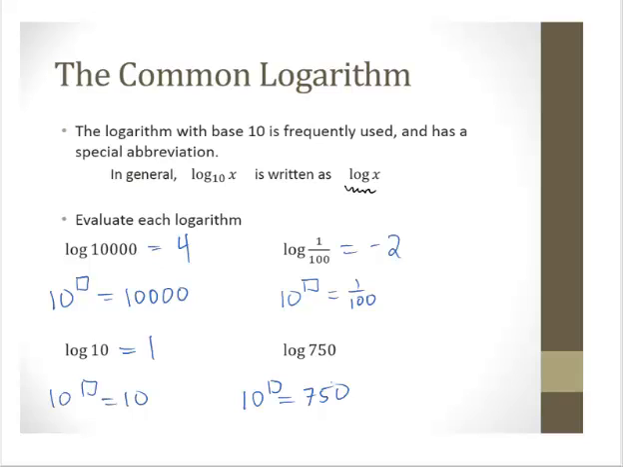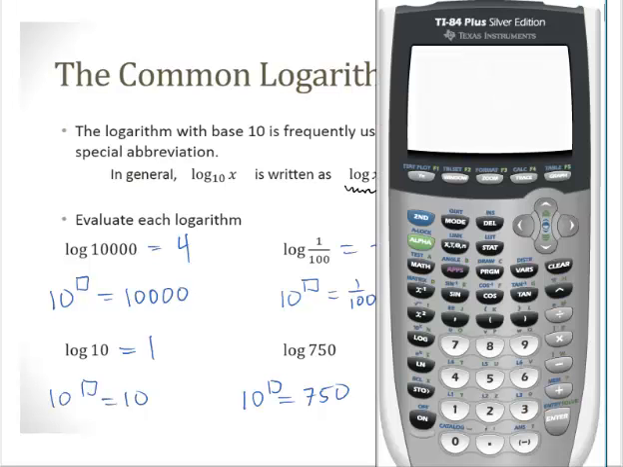Alright, so notice on your calculator there is a log button over on the left-hand side. If we use this log button, it is the base 10 logarithm. It is the common logarithm. So the log of 10,000, our first example on this slide, we hit enter and we do get 4. And the log of 1 over 100 is -2.